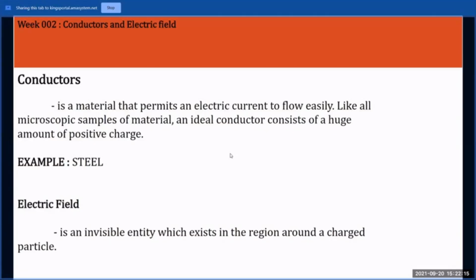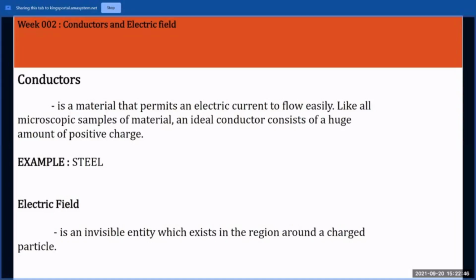So conductors, by definition, let's define conductors first, is a material that permits an electric current to flow easily. Like all microscopic samples of material, an ideal conductor consists of a huge amount of positive charge. So sa conductors natin, these are the classification of a material if the conductance measured is high enough in retrospect of your resistance.